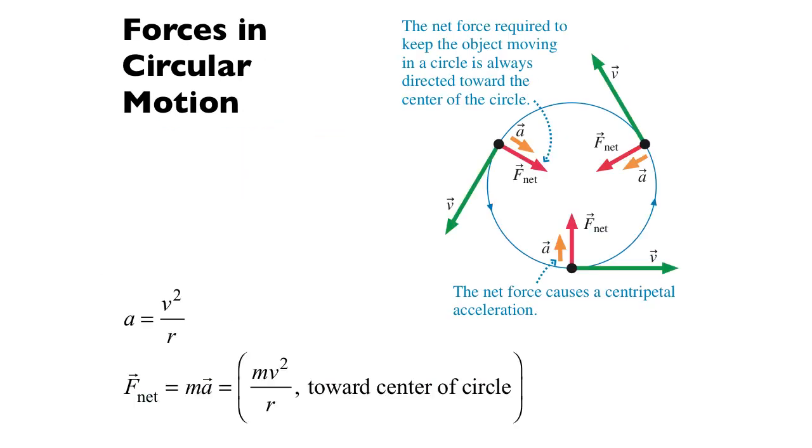If I add forces to the mix, I'll say this: since there is an acceleration directed towards the center of the circle, there must be a net force directed towards the center of the circle. And the value of the net force is just equal to m times v squared over r. It's directed towards the center of the circle. So there must be forces directed inward if I have an object moving in a circle.